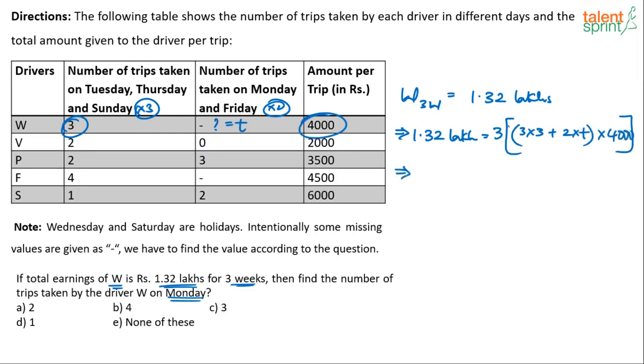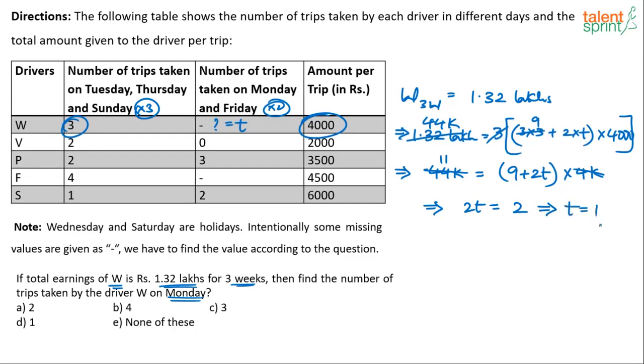So now simplify. See, 1.32 lakh by 3, like I said, is 44,000. Yes or no? So 44,000 is equal to, look at this, 3 into 3 is 9 plus 2t, into 4,000. This goes how many times? 11 times. So basically we get 2t equals 11 minus 9. You understand? 9 plus 2t is 11. So 2t equals 11 minus 9, which is 2. So if 2t is 2, t is equal to 1.